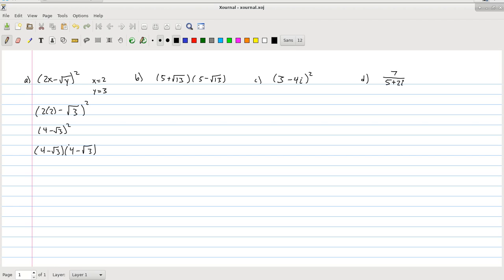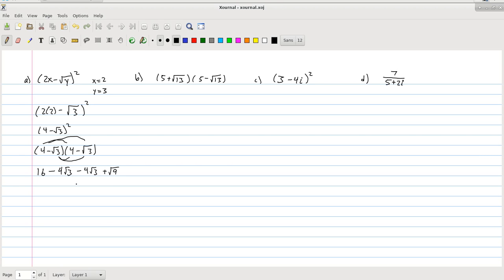Now from here we're going to distribute. So we take this 4, distribute to both terms. So 4 times 4 is 16. 4 times negative radical 3 is minus 4 radical 3. Then we distribute the negative radical 3 to both terms. Negative radical 3 times 4 is minus 4 radical 3. And then negative radical 3 times negative radical 3 is positive radical 9.